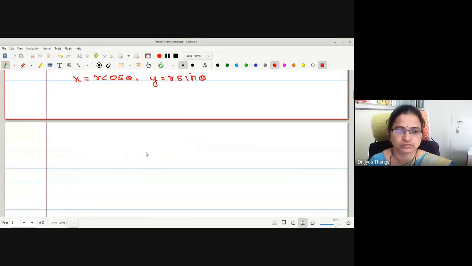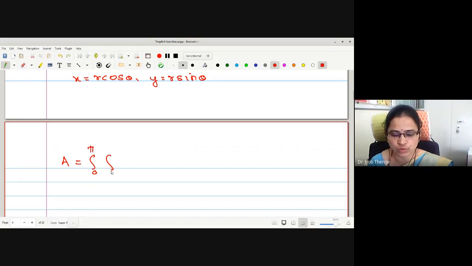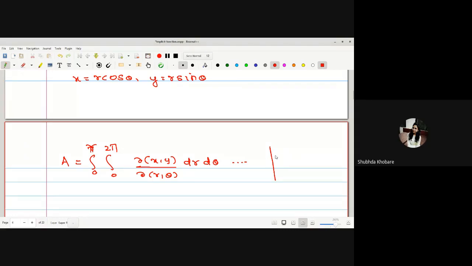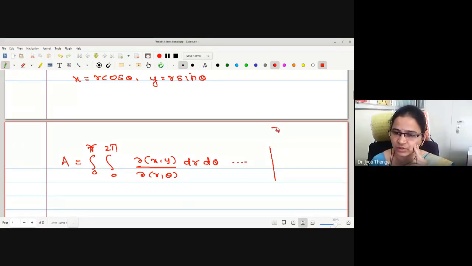Double integration. Let me say A is equal to the integral from 0 to pi. I will not go into the limits now. 0 to r and 0 to 2pi. What is the Jacobian now? The Jacobian of x, y with respect to r, theta into dr d theta. What is the Jacobian value? R. Okay, you know it directly, good. This is dou xy by dou r theta.